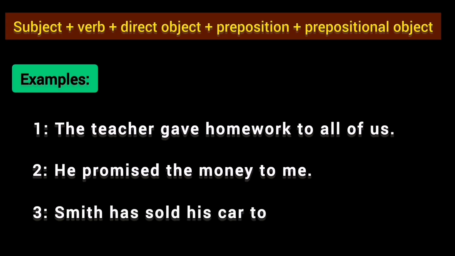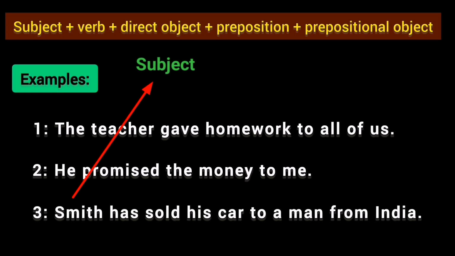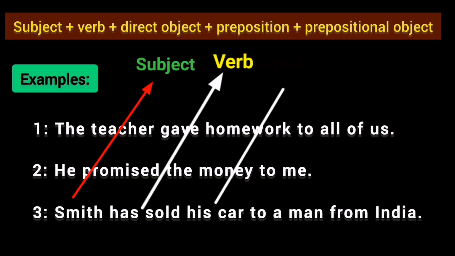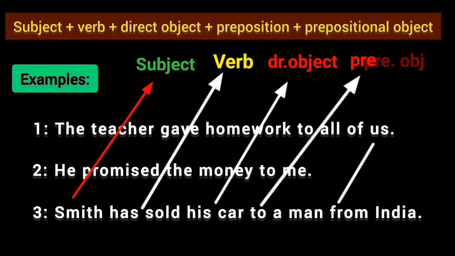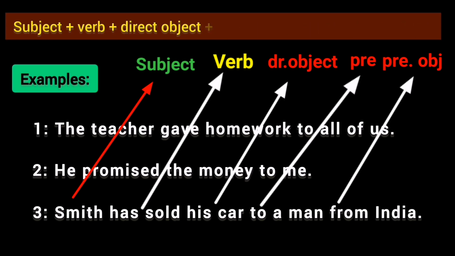Smith has sold his car to a man from India. Observe this last example. Smith, is the subject, and has sold, the verb phrase, and his car, is the direct object, and to, is the preposition, and a man from India, is the object of this preposition. As you have learned this structure, let's move and learn another one.